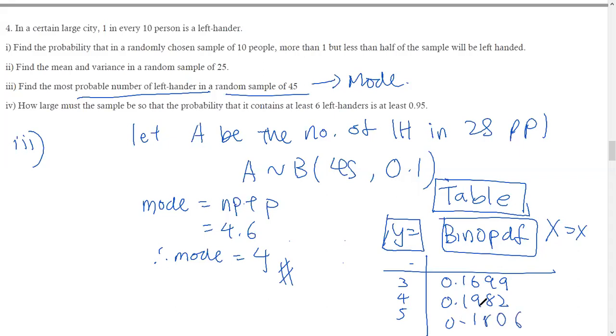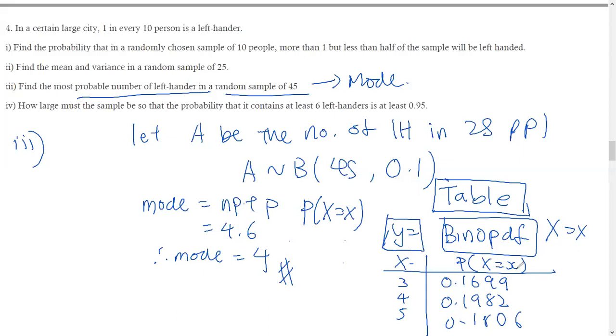Okay, so from the table, this value is your x. This x here is the x value when you calculate P(X = x). Over here is P(X = x) itself, the probability. So as I said just now, the mode is the highest probable value.